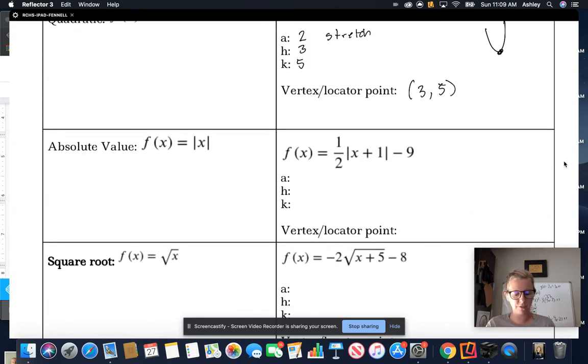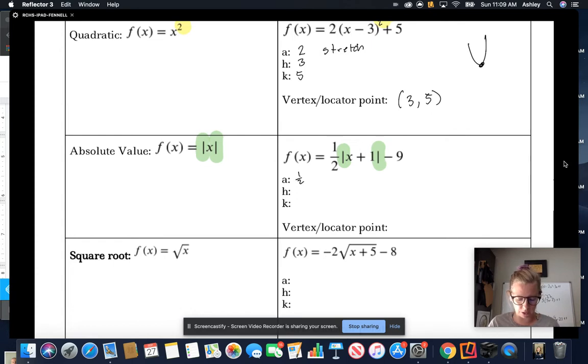Okay, absolute value. Key here is now we have just a plain old x by itself. Notice not squared, cubed, nothing like that. The key we're looking for here is these absolute value lines that indicate that we have an absolute value function. Okay, so over here we see this is going to be an absolute value function. The principles of a, h, and k are exactly the same as they were before. So a is going to be 1/2. It's going to compress my function. Every output will be half as large.